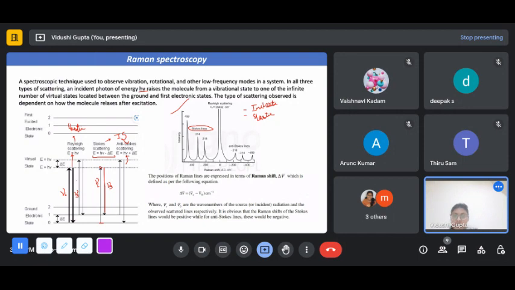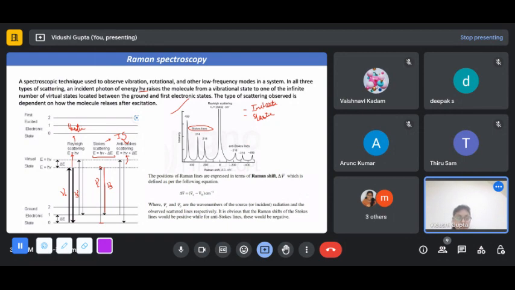In the Stokes line, if a molecule is excited to a virtual state and when it relaxes back, it will come to a lower level than that of the incident. And the Stokes line will be to the left of the Rayleigh and will have a low value of the wave number. Whereas in the anti-Stokes line, when you excite a molecule to a higher virtual state and then it relaxes back to a higher level than that of the incident, that will be the anti-Stokes line and it will be to the right of the Rayleigh line, and the wave number value will also be higher for the anti-Stokes line.